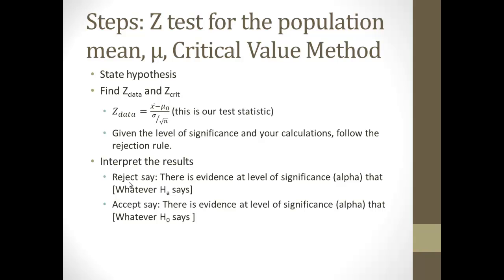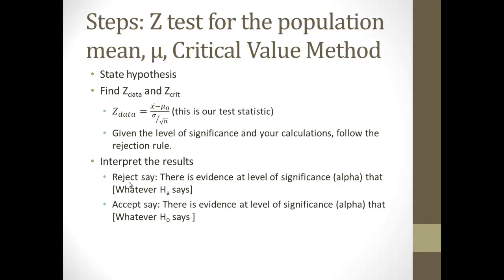So here are the steps for doing a hypothesis test. First, you need to state the hypothesis, so you need to determine if your problem is left-tailed, right-tailed, or two-tailed. Then you need to find your test statistic and your critical value. The test statistic formula is x bar minus the mean mu0, divided by the standard deviation of the population, also divided by the square root of the sample size.